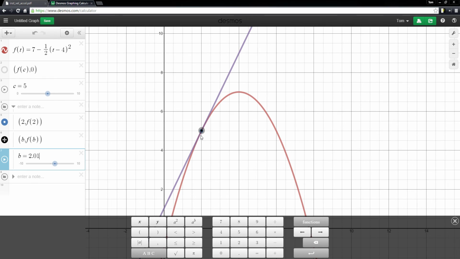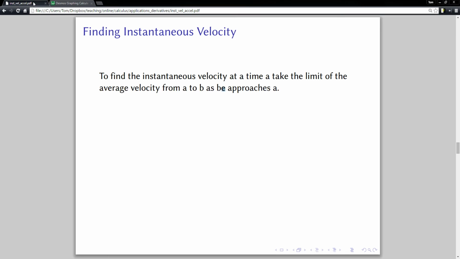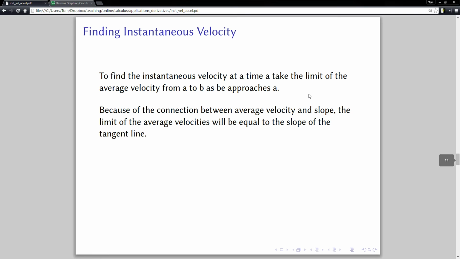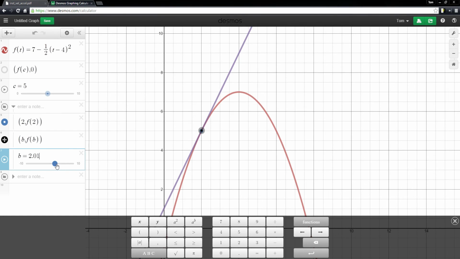So you can see that those lines kind of shrink back, and that line right there should look familiar to you. That looks pretty close to the tangent line of this graph at that point. So if we take the limit of those average velocities, because of that connection between the average velocity and the slope of the line through those 2 points, the limit of the average velocities as you go over smaller and smaller time intervals is going to be equal to the slope of the tangent line. And that's exactly what the situation looks like right here.